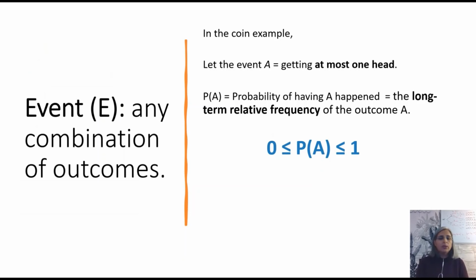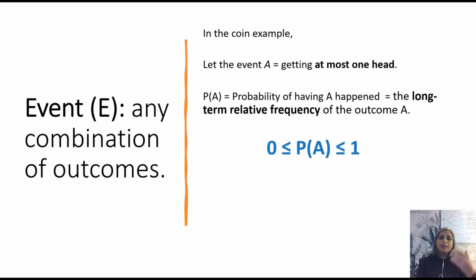Now, we talk about an event when we take the chance to measure probability. Then we talk about the existence of an event, or the possible existence of an event. What is an event? It could be a number of outcomes. Now, in the coin example, the event A could be getting at most one head. This is an example of an event.